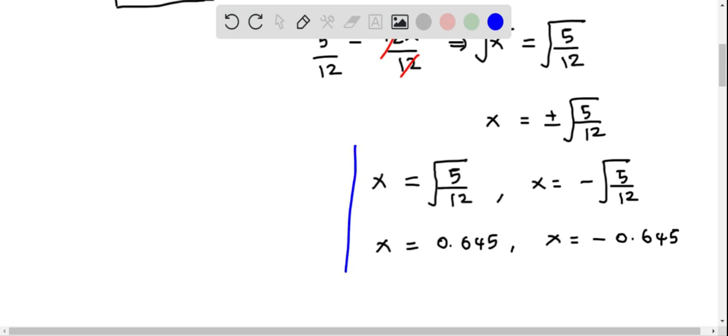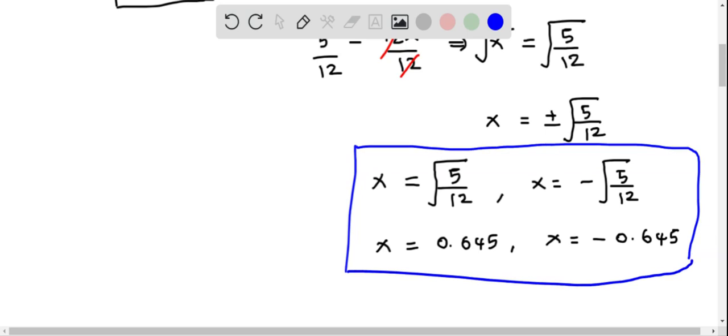That is, we basically have two critical points: x equal to the square root of 5 over 12, or in decimal format 0.645. This is one critical point, and another critical point is x equals negative square root of 5 over 12, or in decimal format negative 0.645.